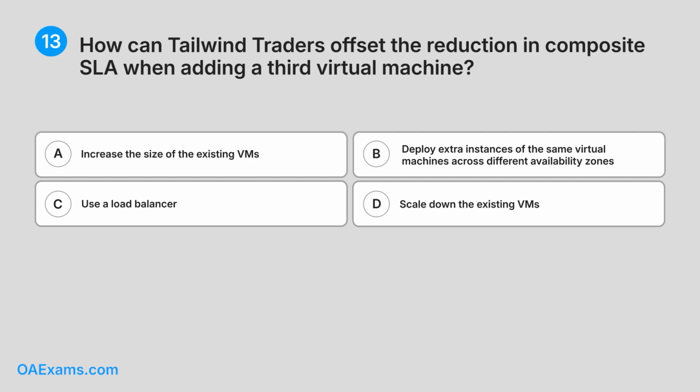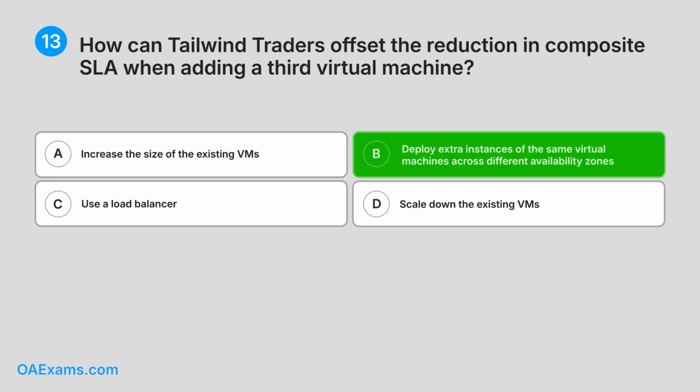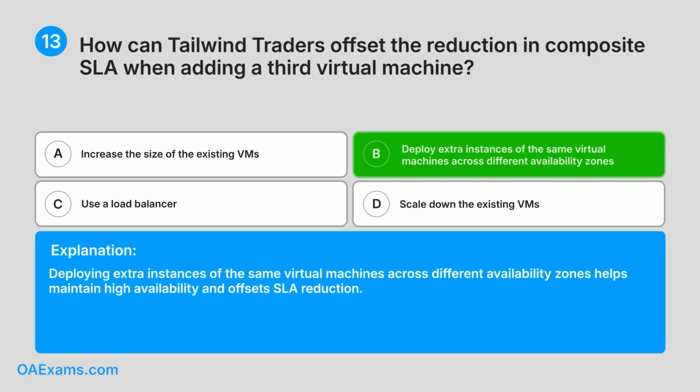Correct answer: B. Explanation: Deploying extra instances of the same virtual machines across different availability zones helps maintain high availability and offsets the SLA reduction.